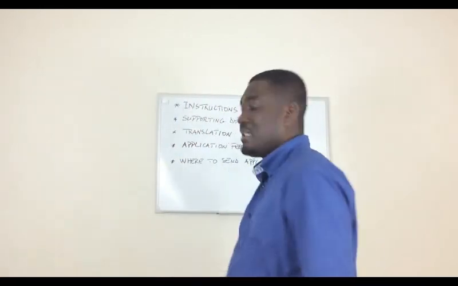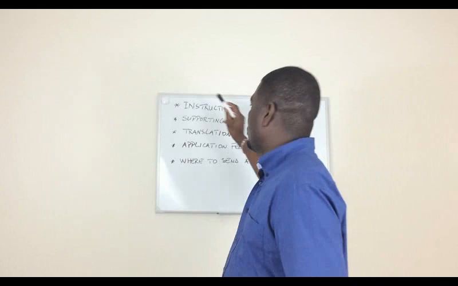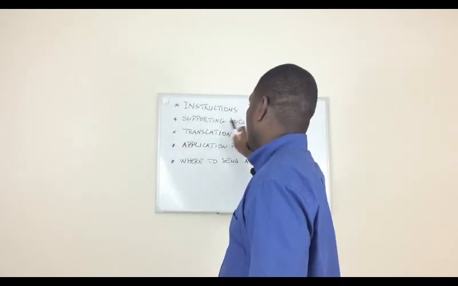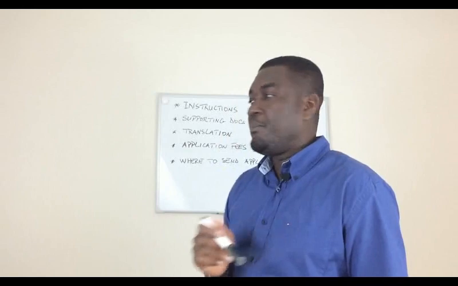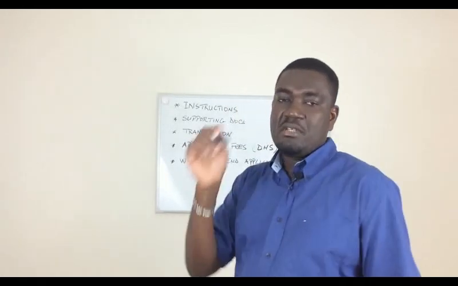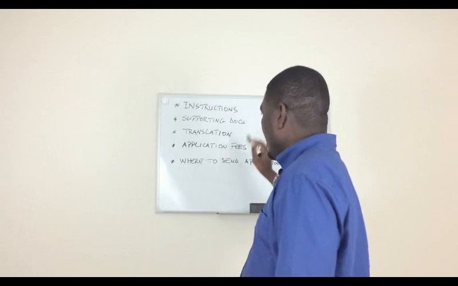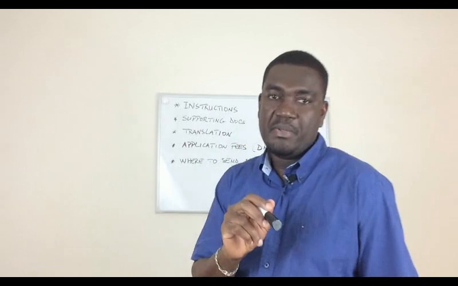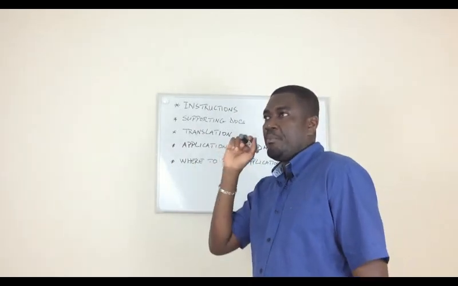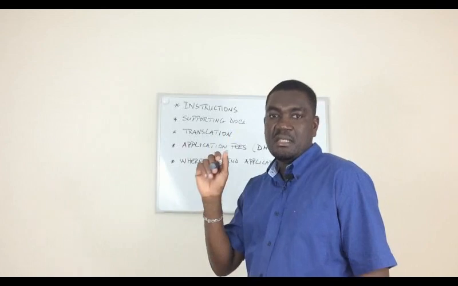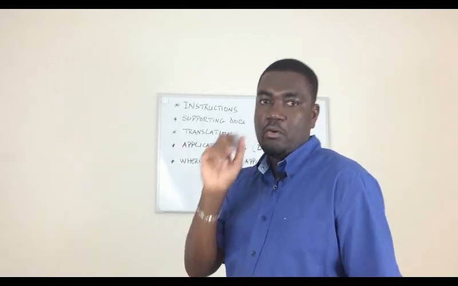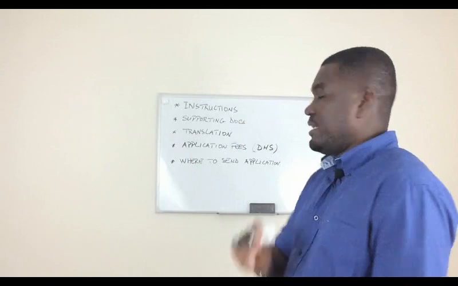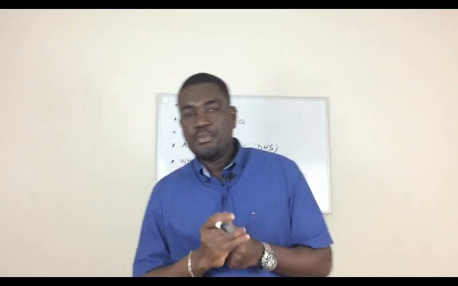So to avoid application rejection, like I said, make sure you read the instruction, very important. The supporting documents you have to submit with your application are very important. For the translation, make sure you translate all your documents into English. For the application fee, make sure you send the right amount with your application form, and make it payable to DHS, the Department of Homeland Security. And the last one is where to send your application package. I hope this video will help you avoid application rejection.